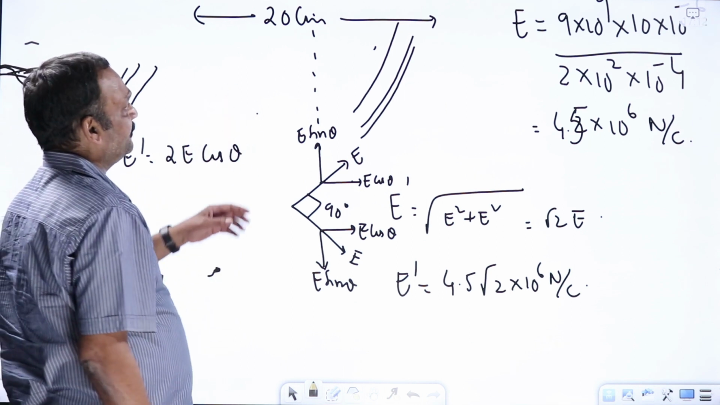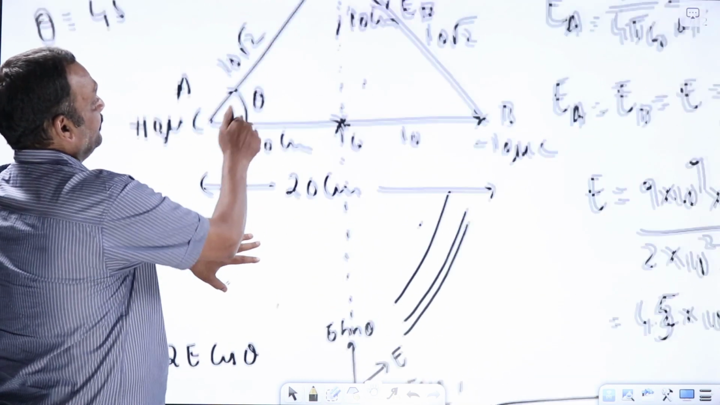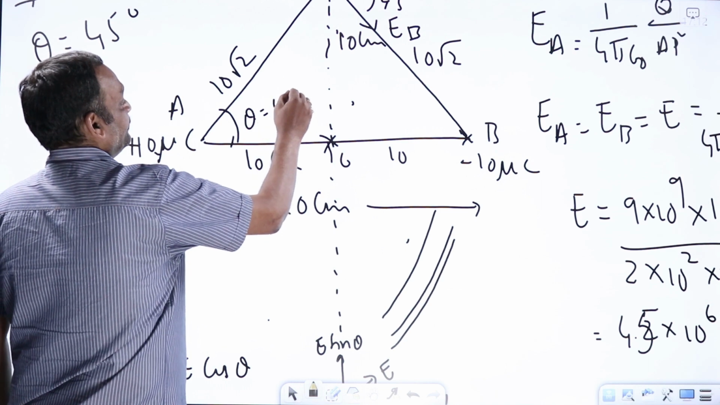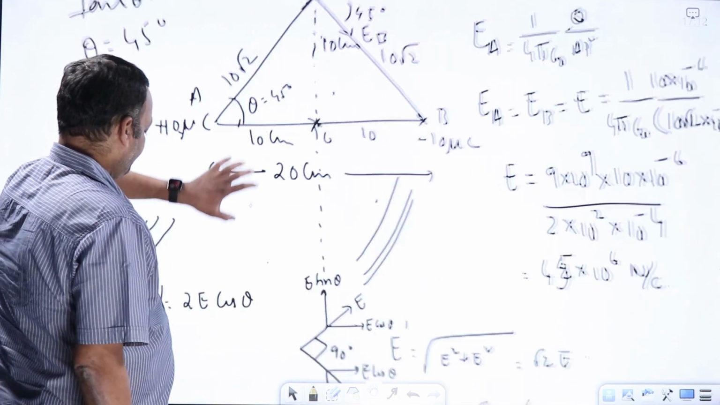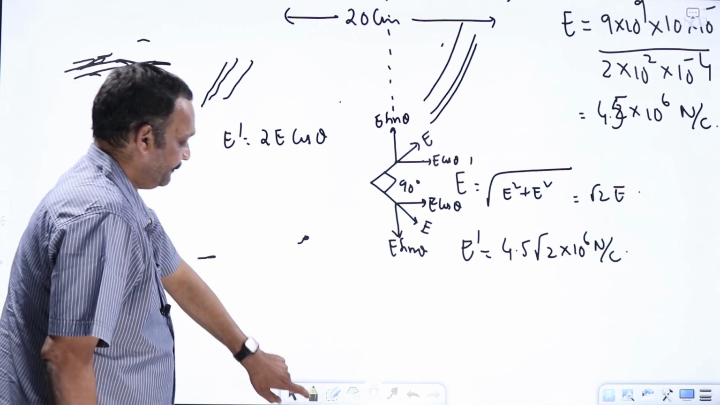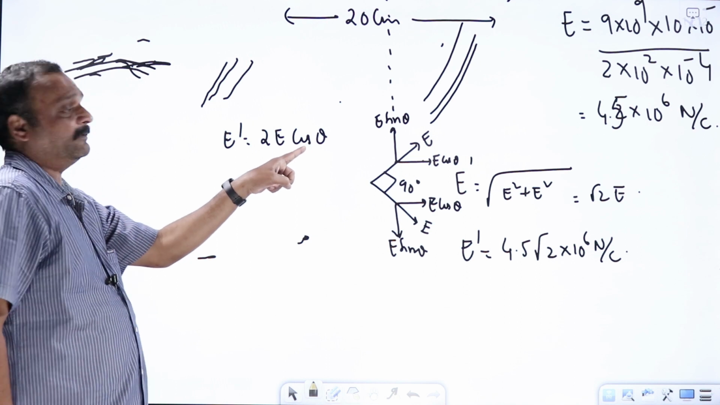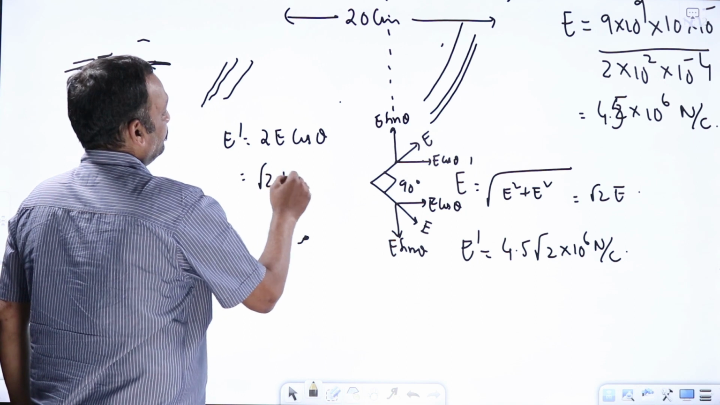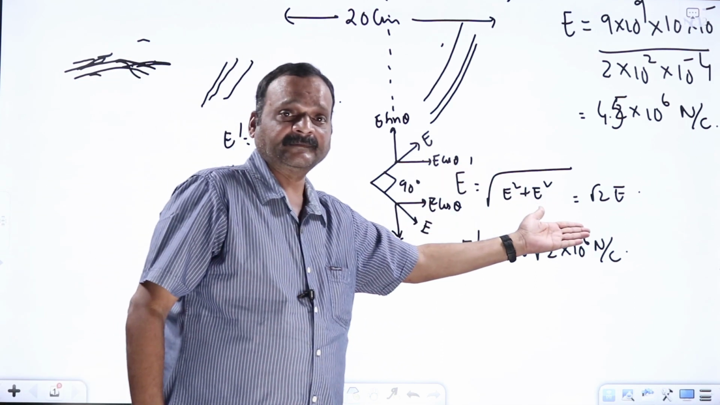Okay, what is theta equal to? In the earlier one we have seen that theta equal to 45 degrees. So this is nothing but 2E cos theta. Theta equal to 45, cos 45 is 1 by root 2. Root 2 and 2 get cancelled. What remains here is root 2 E only, E dash equal to. That's what we have got earlier also, either way.